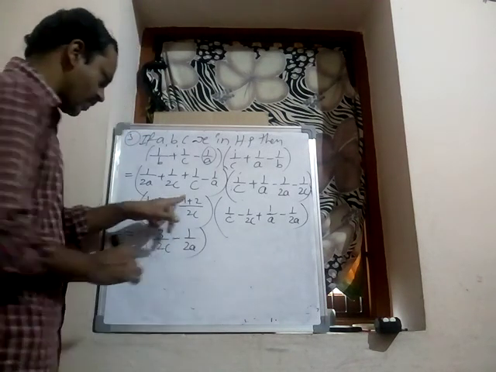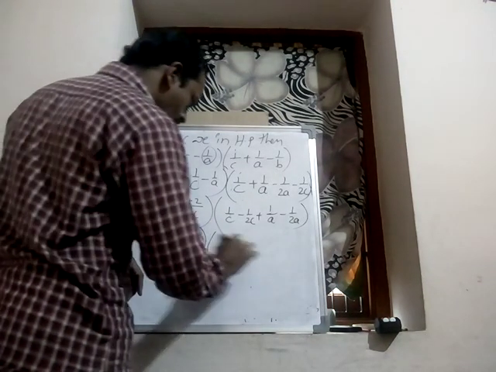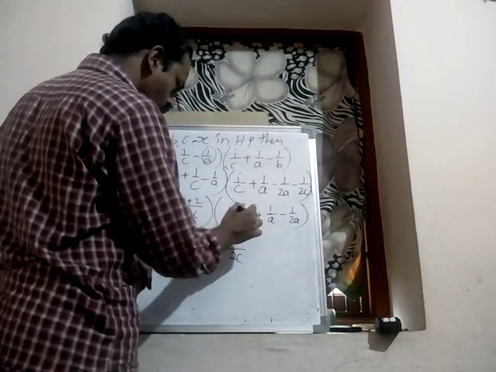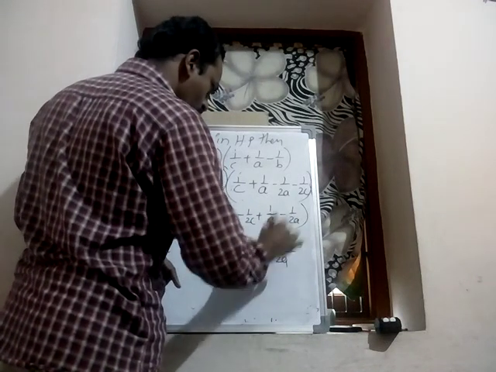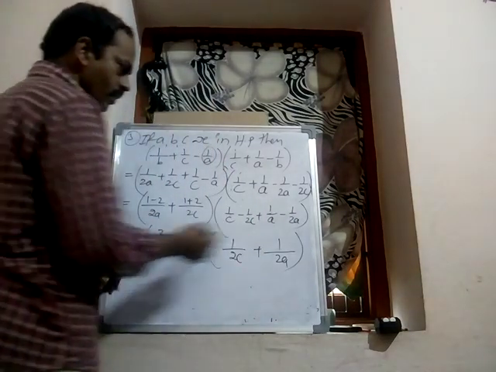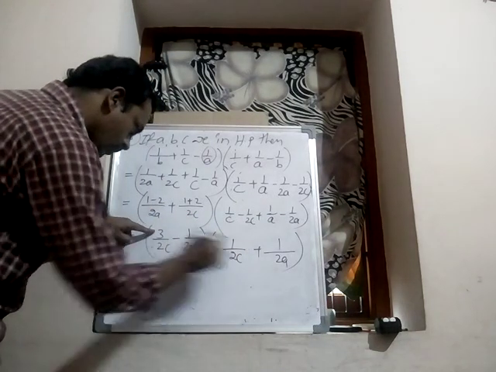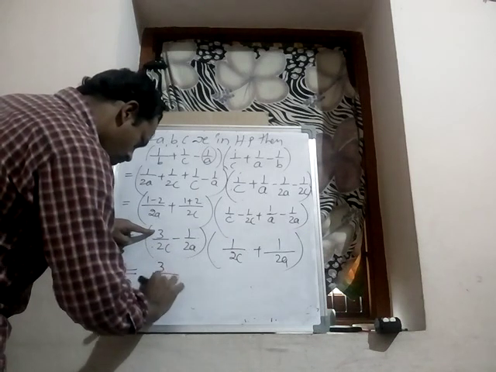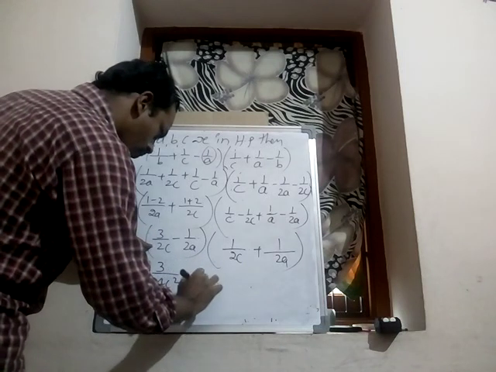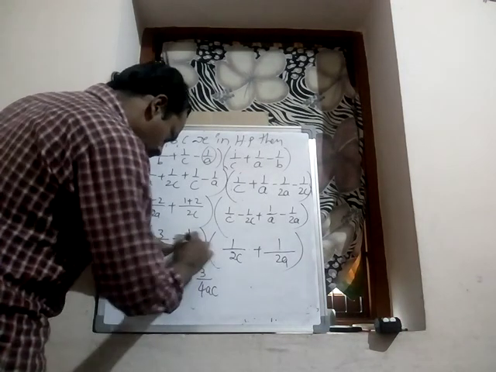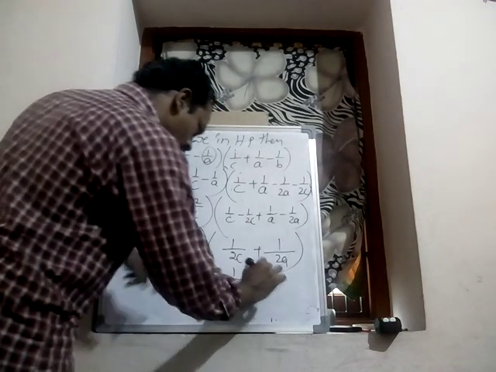So the positive is taken first. 3/2c, and 1 - 2 is minus 1, minus 1/2a. Here the LCM is 2c, so 2 - 1, 1/2c. Here 2a, 2 - 1, 1/2a. Okay, so here 1/2a, here 1/2c. So multiply. 3/4c². Next the first one and the second one, plus 3/4ac. Second term and first term, plus into minus is minus, 1/4ac, and minus into minus is plus, minus 1/4a².